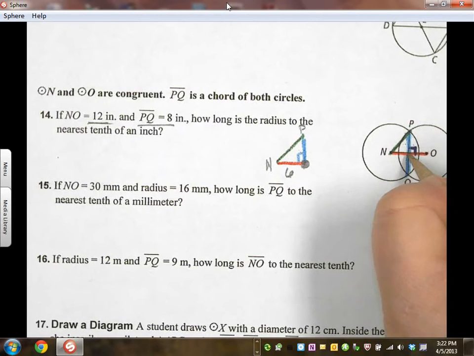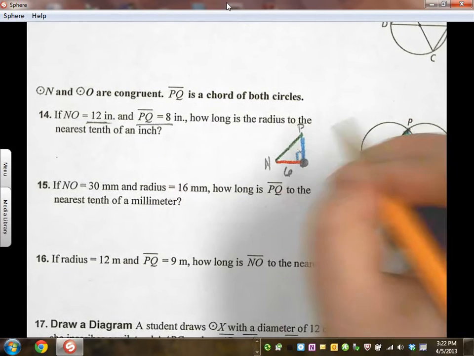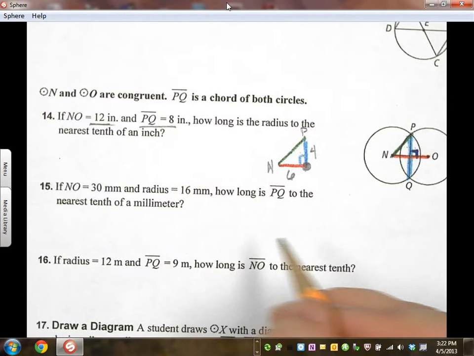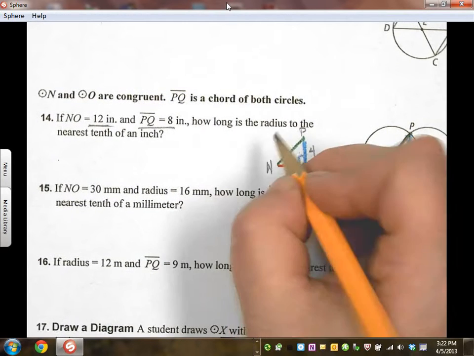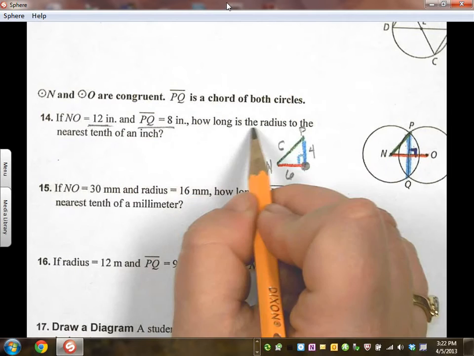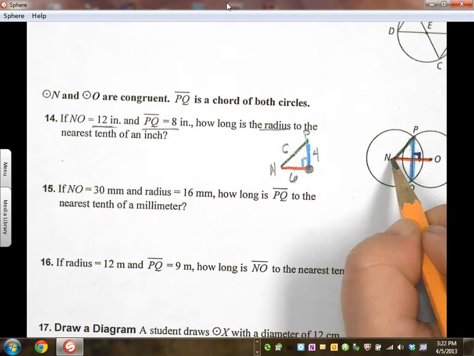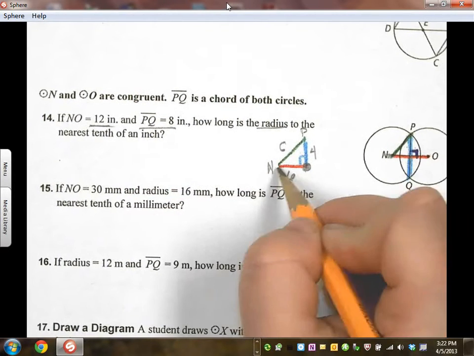So what is it from here to there? It's going to be 4. Looks like Pythagorean theorem. Here's my C. They want to know what is the radius. Well, the radius is going from N to P. Isn't that what that side is?